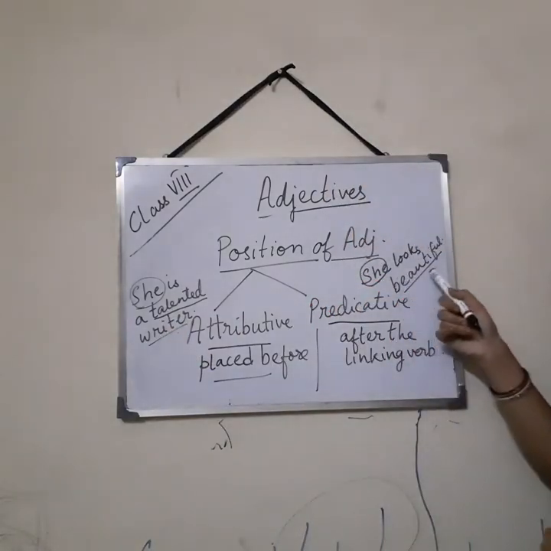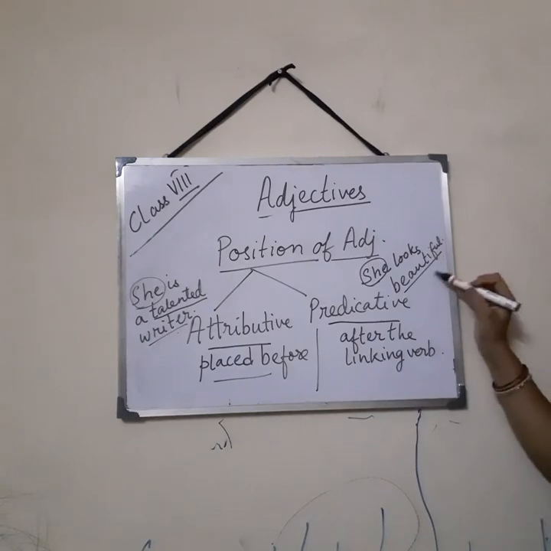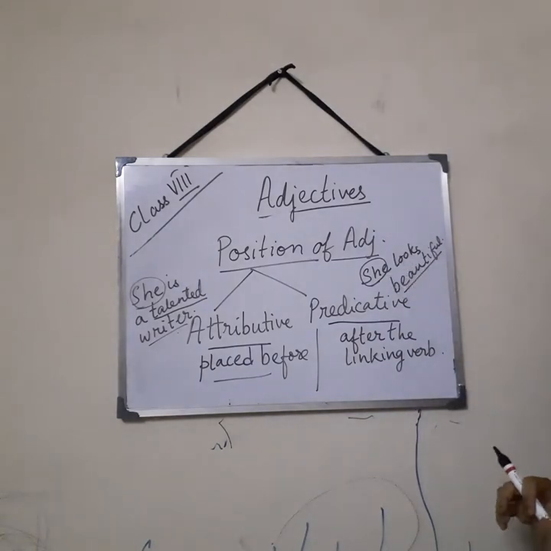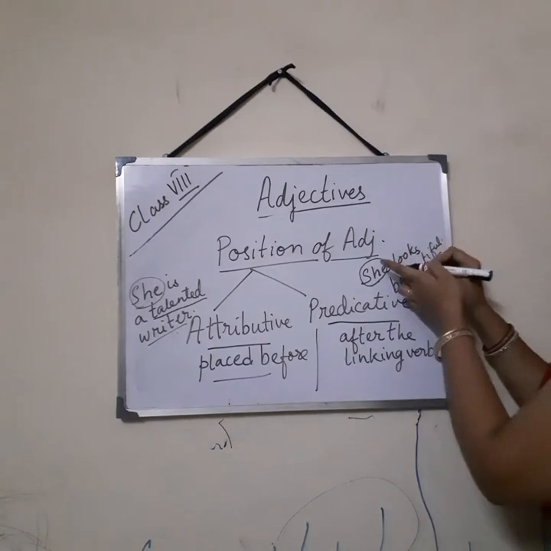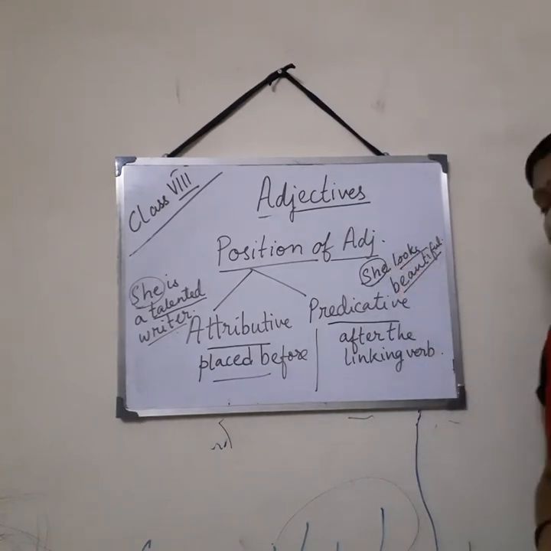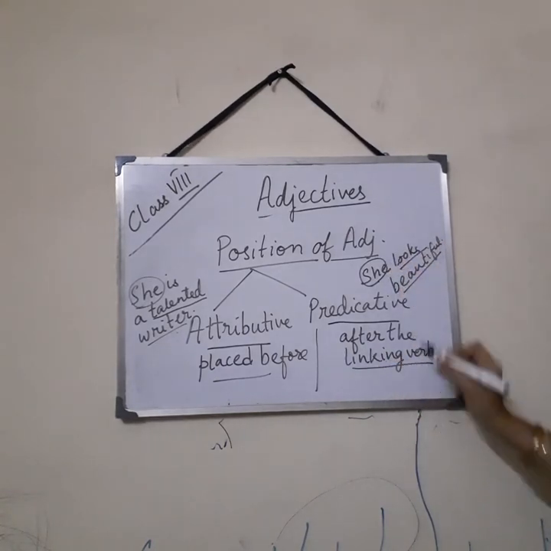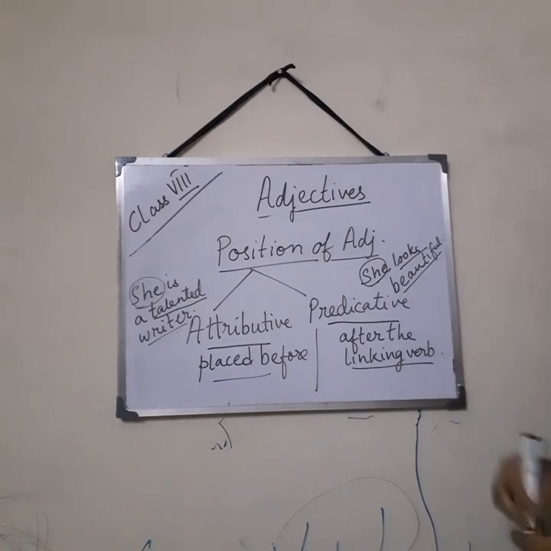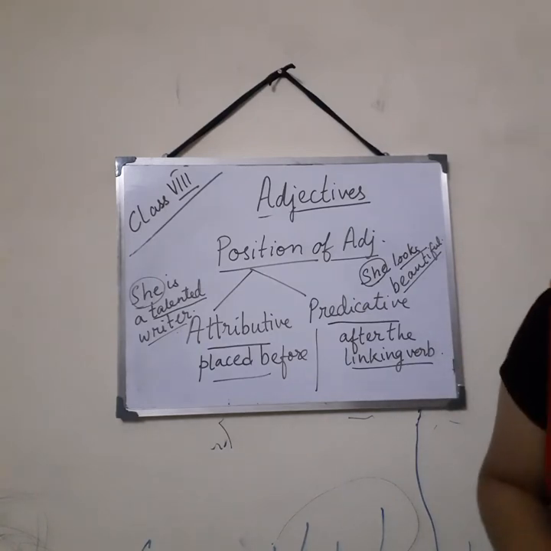But here, she looks beautiful. Here, beautiful is also qualifying the pronoun, but it is placed just after the linking verb look. Okay, the linking verb look, and so it is a predicative position of the adjective.